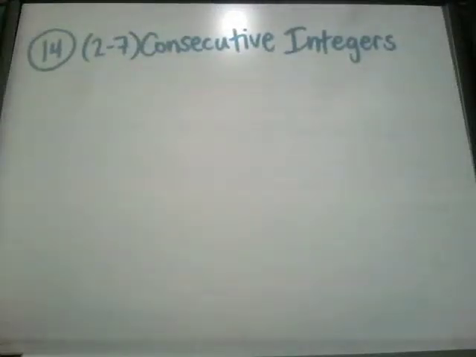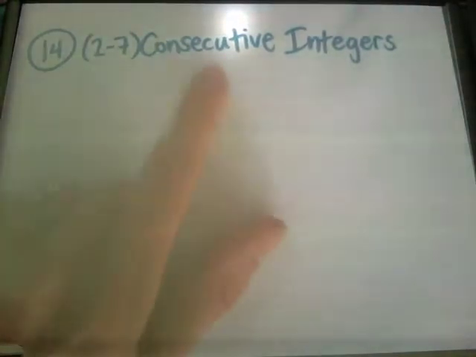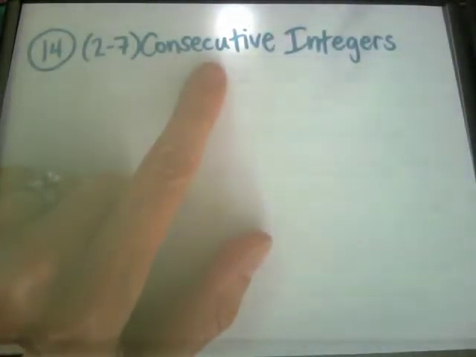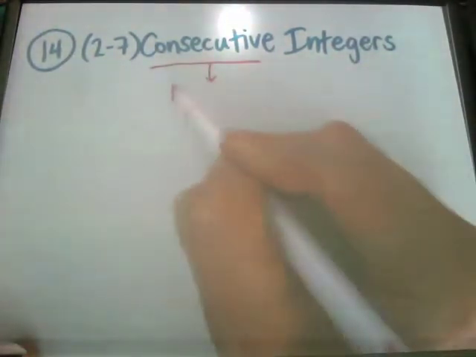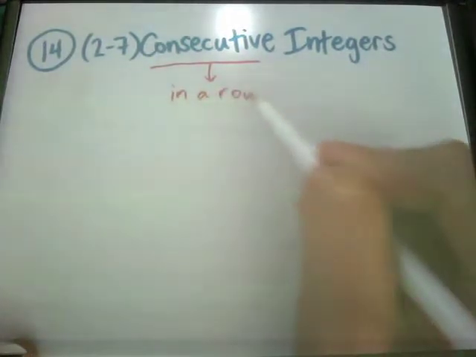Something that's slightly new. Lesson 2.7, consecutive integers. First of all, just the meaning of this. Consecutive means in a row.